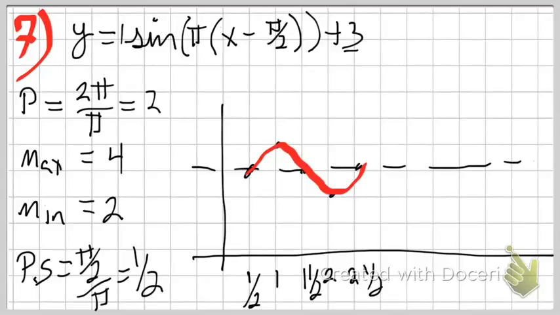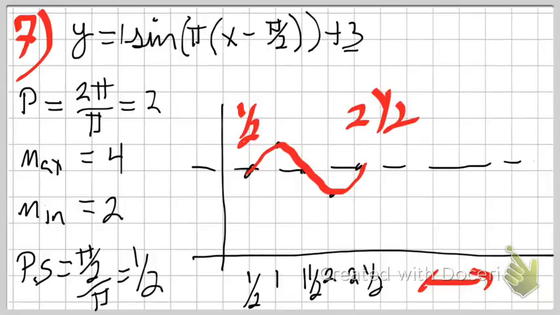On our graphs, do we need to have like units or whatever? You mean on the x-axis? Yeah. It would be nice if you at least showed me where it started and stopped. So if you had labeled 1/2 and 2 1/2, I'd be okay with that.